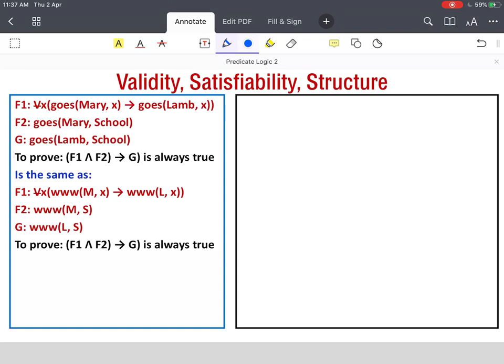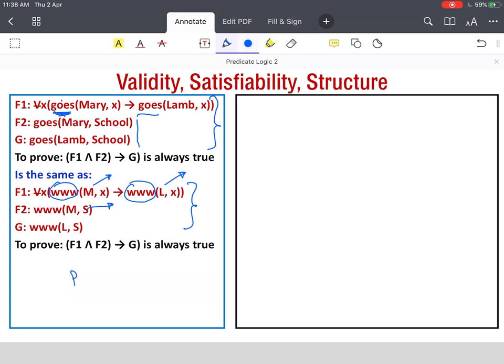Now let us go back to our original query on Mary and lamp. We had written for all x, we had defined the predicate goes, and we had defined these three, F1, F2, and G. Now, instead of goes, should it necessarily mean goes? What does goes mean? We could have written this. Instead of Mary, we could have written M. We could have written any symbol. Instead of lamb, we could have written any other symbol. It is the structure which is important.